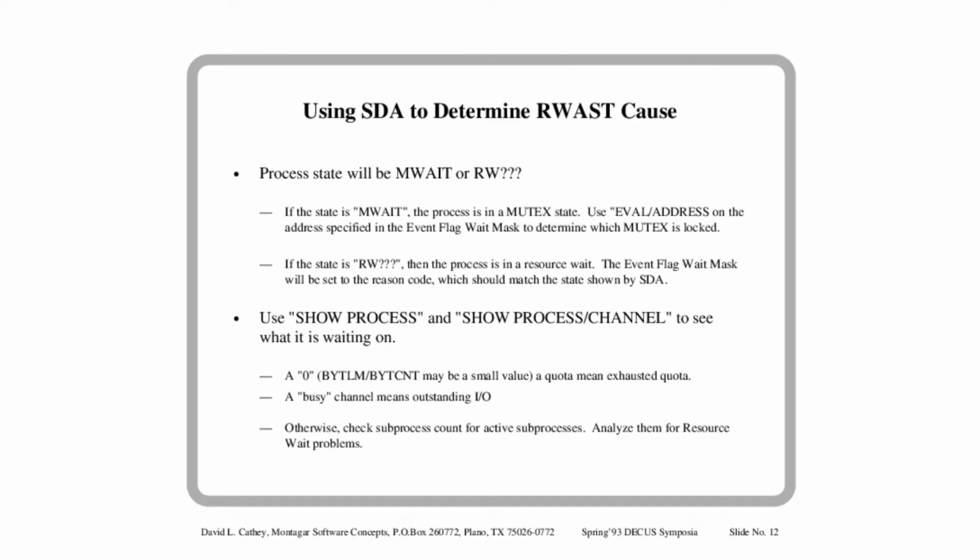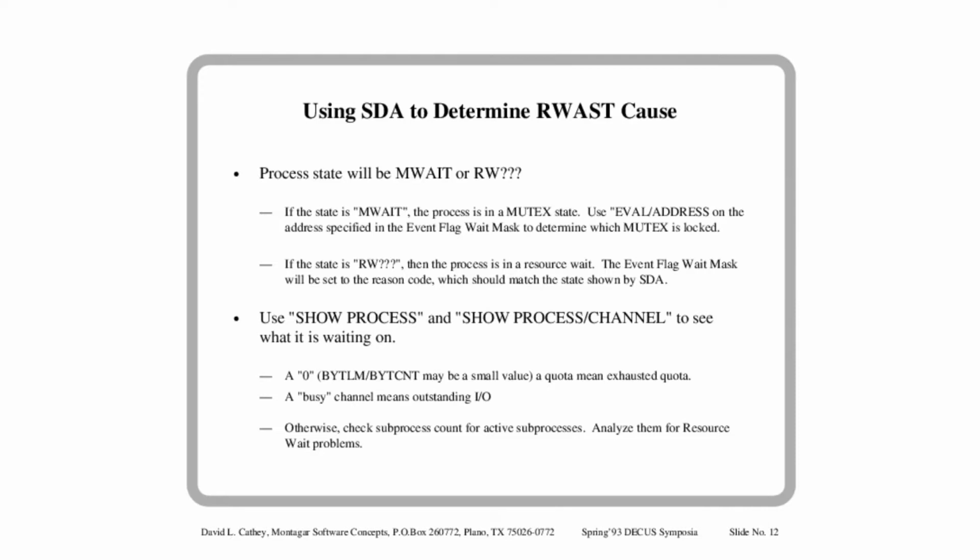If the state name is MWait, then the process is in a MUTEX. If it's in a MUTEX and you want to find out what MUTEX it is, the easiest way to do it is to do an evaluate/address and then specify the number that is in the event flag wait mask data cell in the PCB. So if you do a show process and look at the event flag wait mask, it will probably be some big number. Evaluate/address on that value will give you what MUTEX it is currently waiting on.